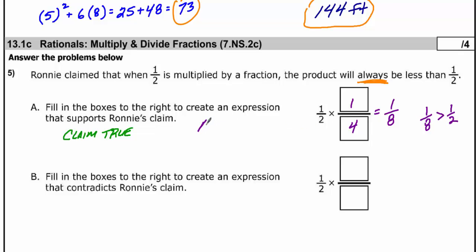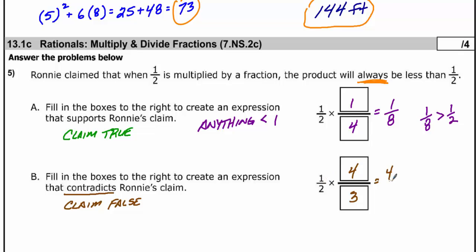In fact, any fraction, anything less than 1 is going to work here. Because anytime you multiply something by less than 1, the answer is less than what you started with. On the other hand, down below here, contradict. You want to make the claim false. What would you have to make Ronnie's claim false? Well, to make Ronnie's claim false, you could use a fraction like 4/3.